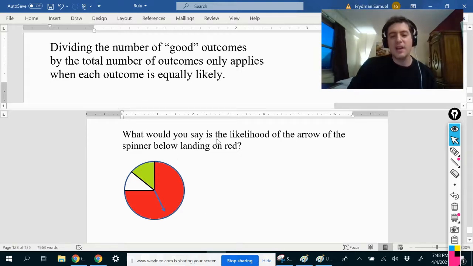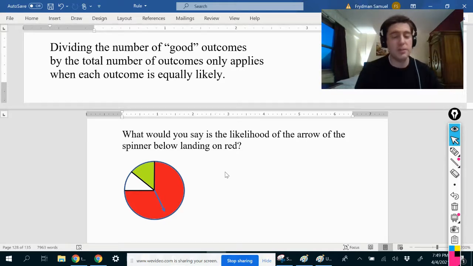What would you say is the likelihood of the arrow of the spinner below landing on red? So you have a spinner that looks like this. What's the likelihood that it lands on red? Would you say that it's impossible? It cannot land on red? Would you say it's unlikely? Would you say it's just as likely as unlikely? Or would you say it is likely, it probably will land on red, but it might not? Or would you say that it's definitely going to land on red? It's certain. Which one of those would you say?